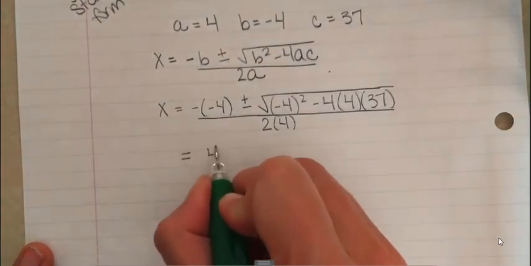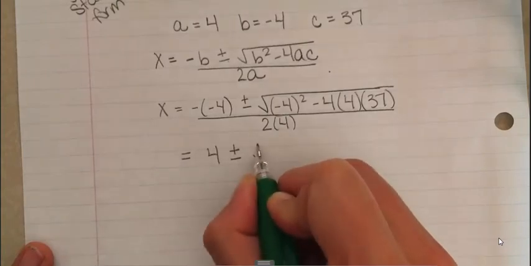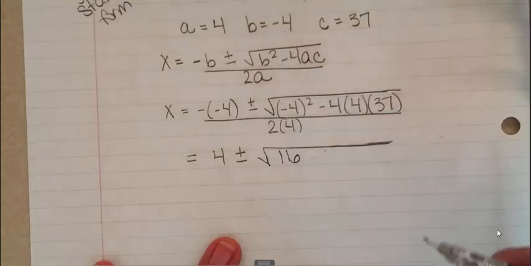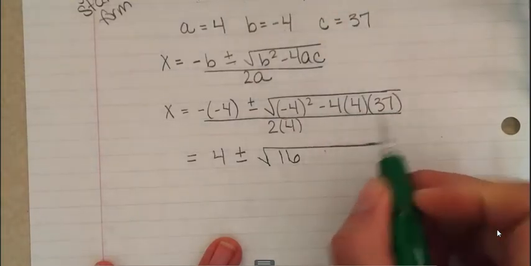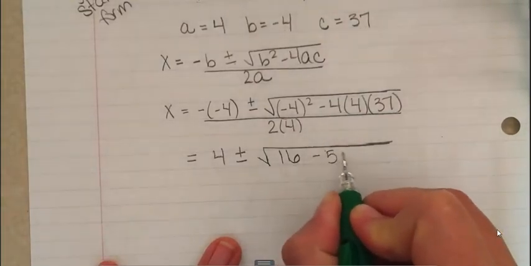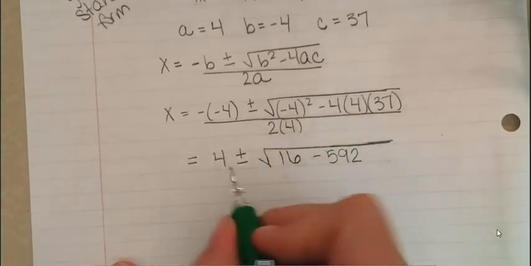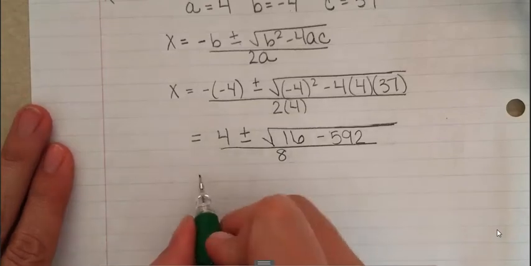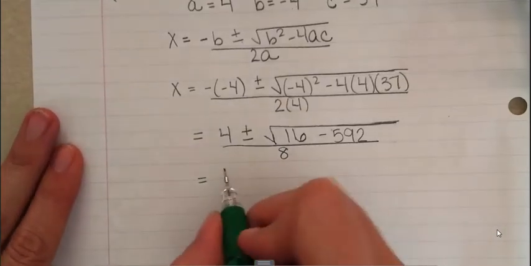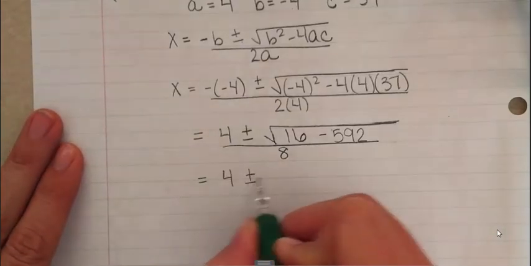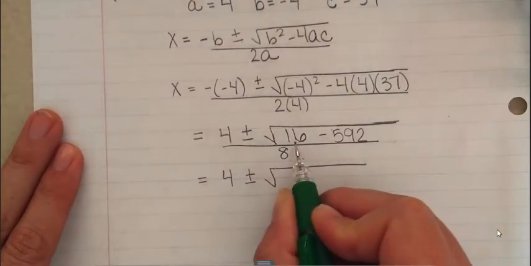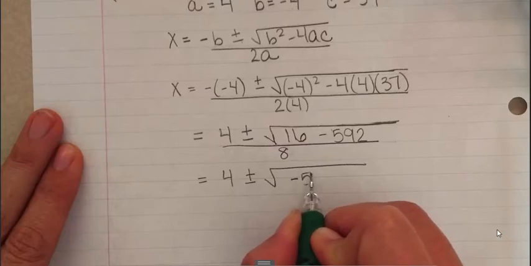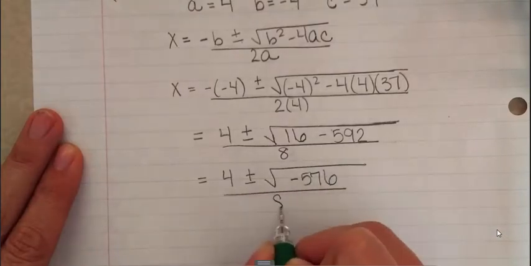Okay, so I'm going to have 4 plus or minus the square root of, well, that's going to be 16. And multiplying these together, I get negative 592 all over 8. Alright, so continuing simplifying, this is 4 plus or minus the square root of, and 16 minus 592 is going to give you a negative 576 all over 8.